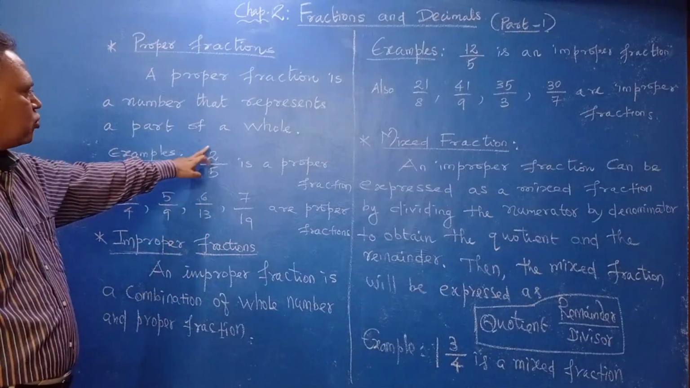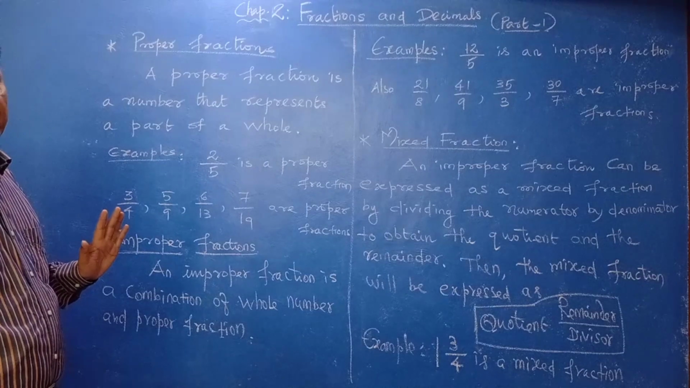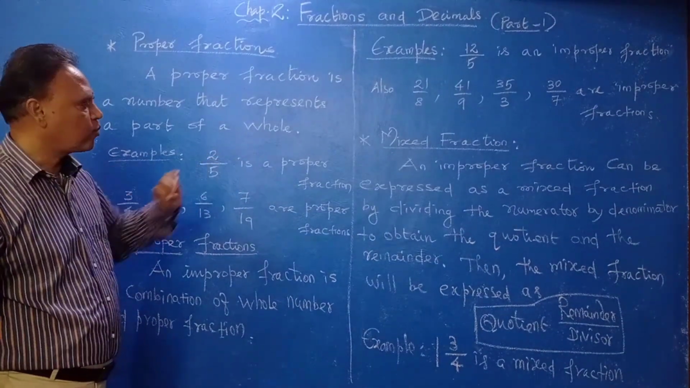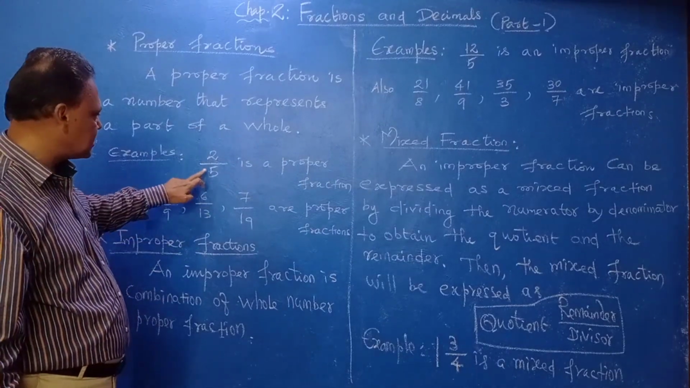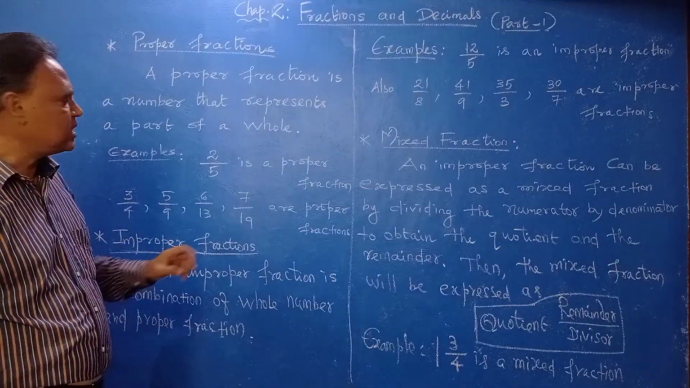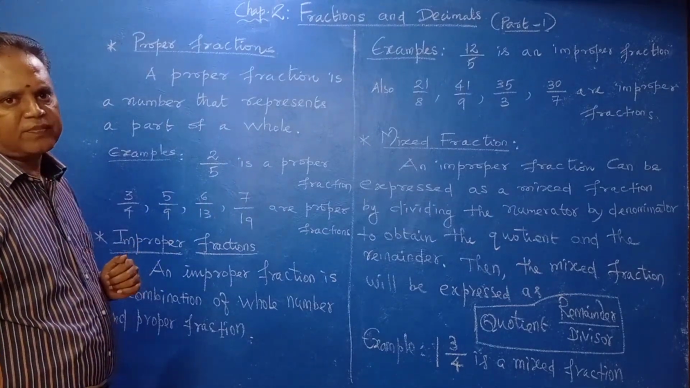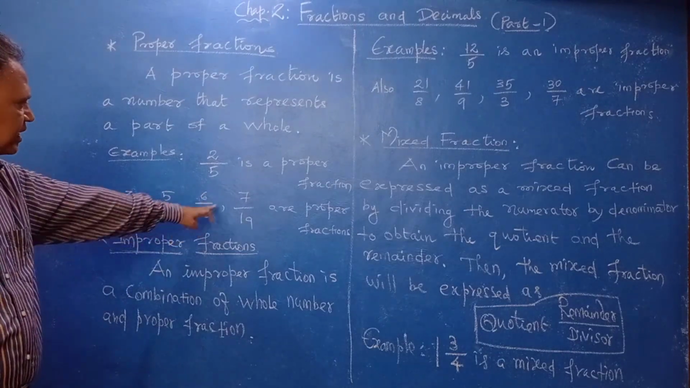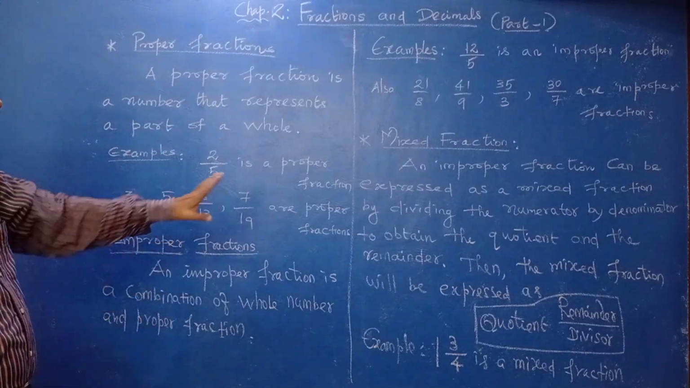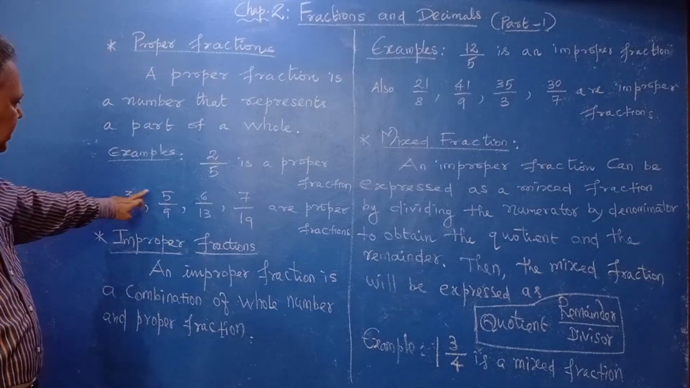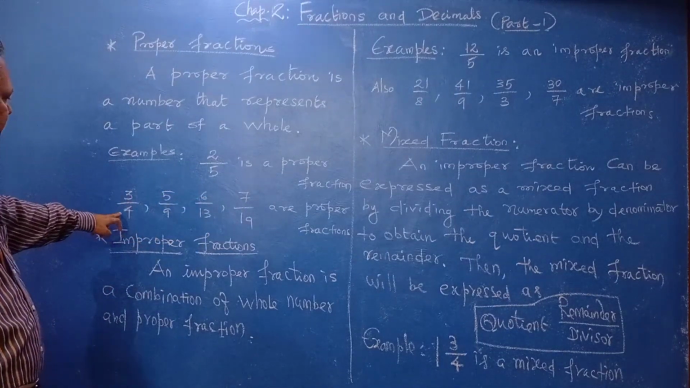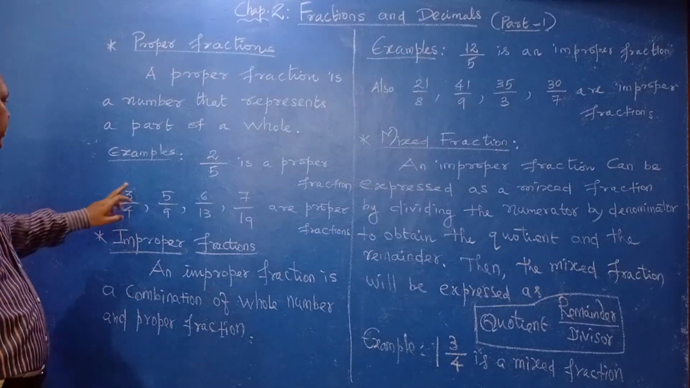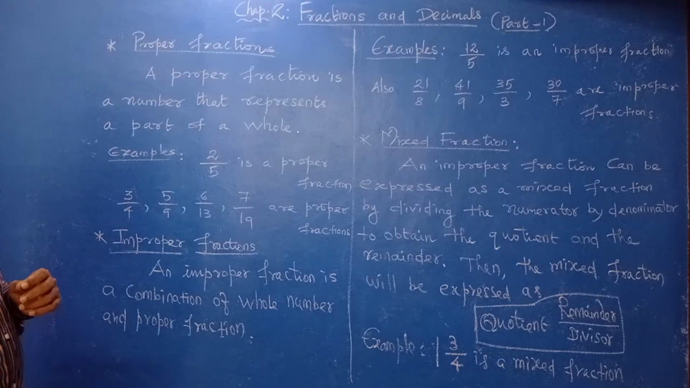So examples: 2 by 5 is a proper fraction. You see, the numerator is lesser than the denominator. That means you will get a proper fraction. Numerator is always less than the denominator. See some more examples: 3 by 4, 5 by 9, 6 by 13, 7 by 19. All are proper fractions. All the numerators are lesser than the denominators. That is the proper fraction.